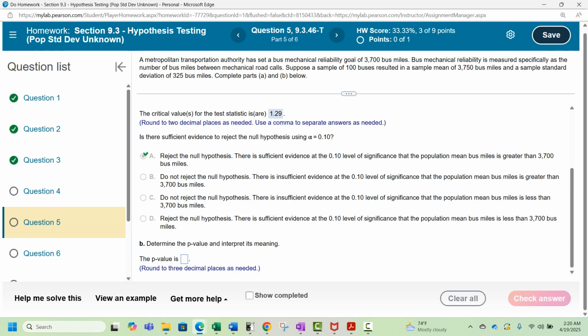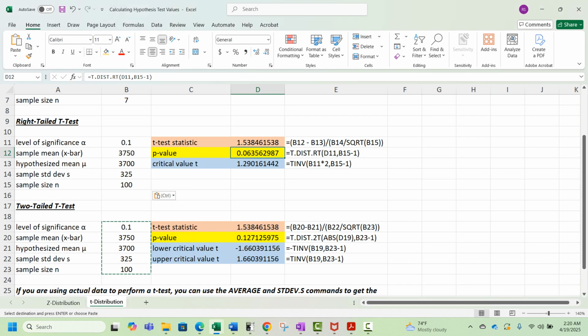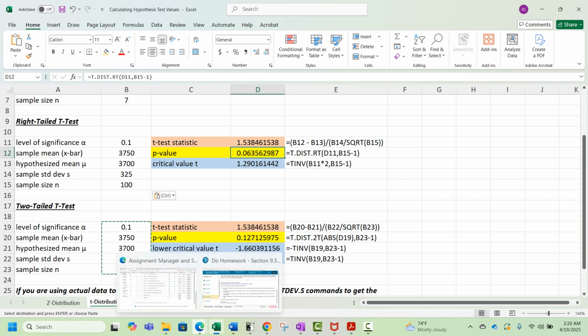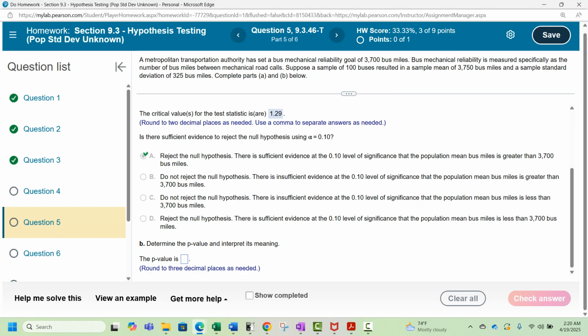P-value. Okay, I just saw that a minute ago. Let's get that right here. But you see, even though we hadn't asked for it yet, we were able to use it if we needed it. Oh, 0.064 if it's using 3 decimal places. Let me see.